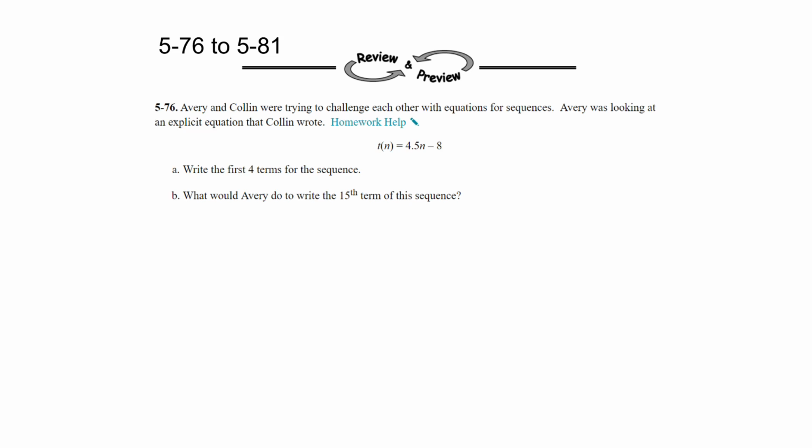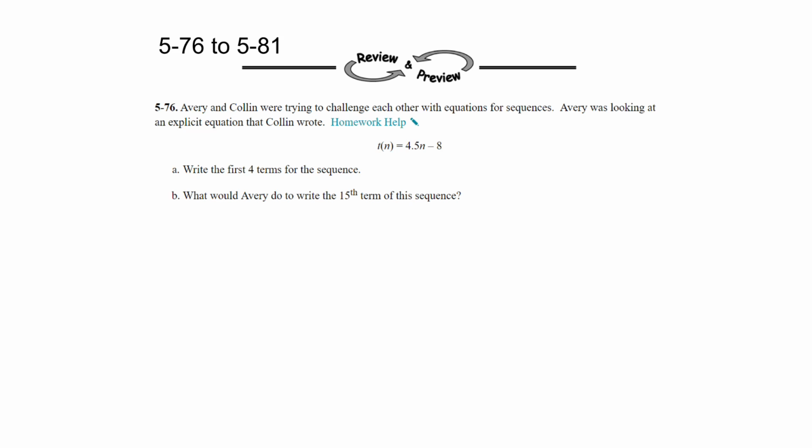Question 76. Avery and Colin were trying to challenge each other with questions for sequences. Avery was looking at an explicit equation that Colin wrote. T of n equals 4.5n minus 8. A. Write the first four terms of the sequence.